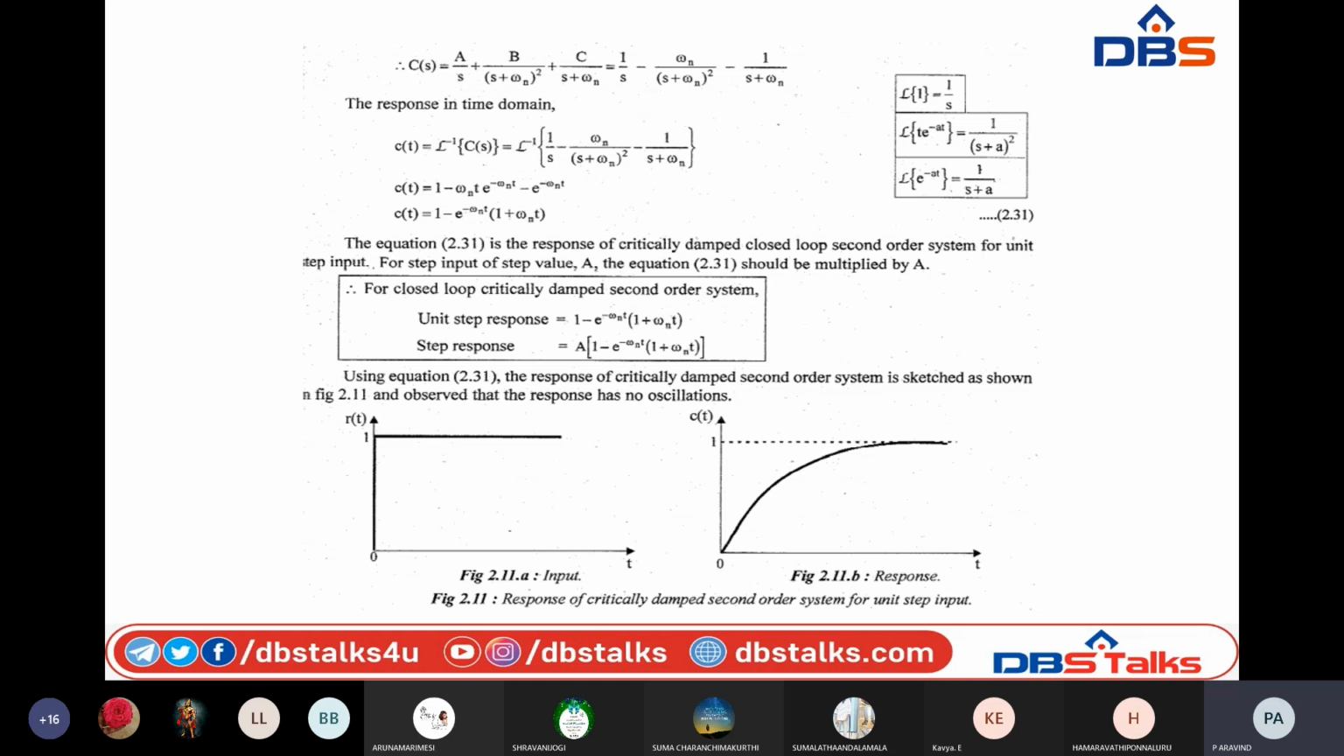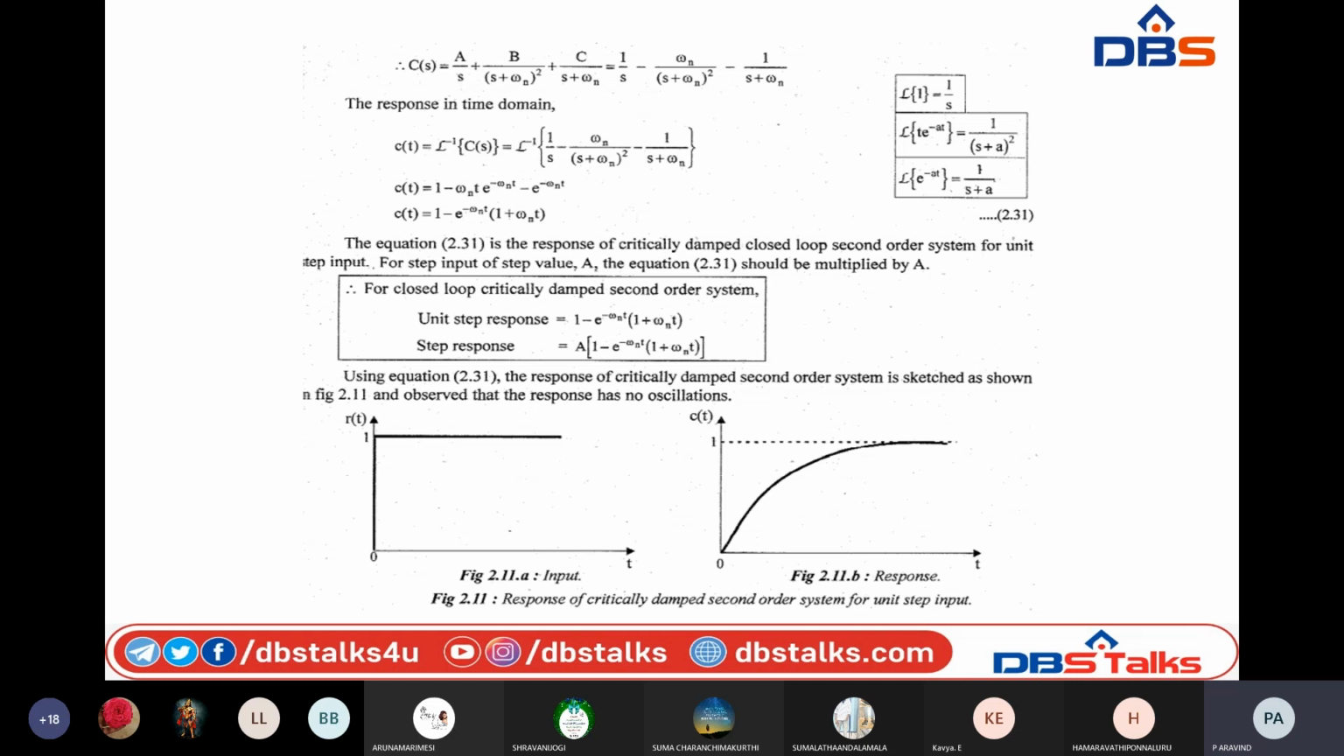So here we know that the Laplace transform of a constant, that is here 1, equals 1 by s, and the Laplace transform of t into e power minus at equals 1 by (s plus a) whole square, and the Laplace transform of e power minus at is equal to 1 by s plus a. So by using these Laplace transform formulas, just substitute in the c of t equation.